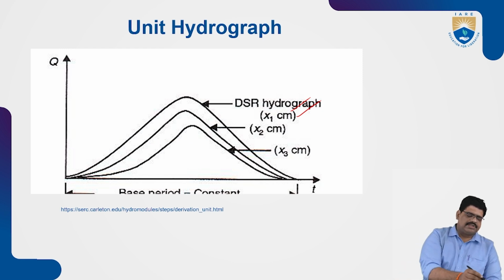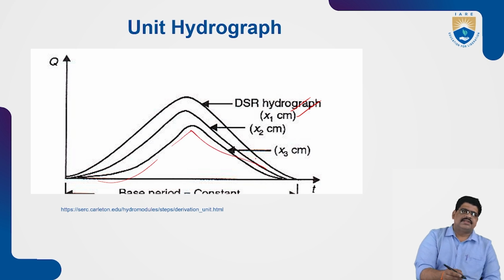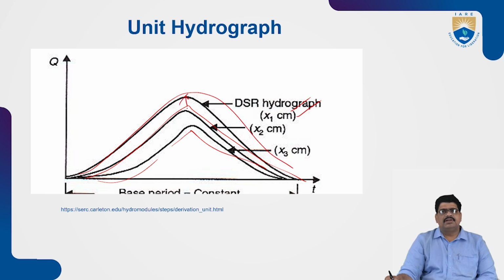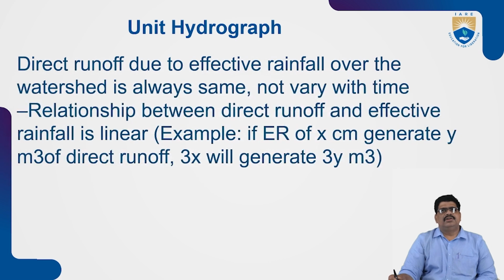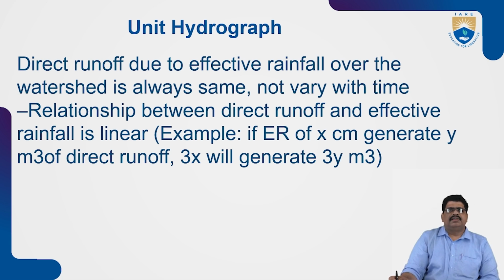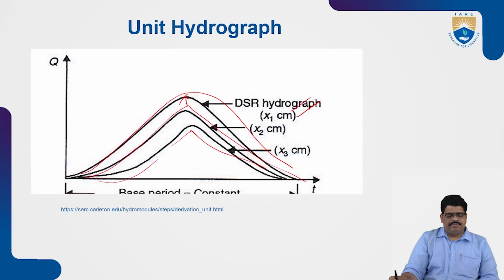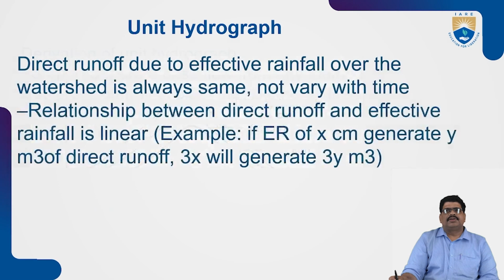So starting from the peak, it is discharged, and after a few hours it can rise again, and there is a peak discharge; you have to calculate x1, x2 and x3. So next, the unit hydrograph, the direct runoff hydrograph, and the effective rainfall over the watershed. The relationship between the direct runoff and effective rainfall is, for example, an effective rainfall of x centimeters generated by y meter cube of direct runoff, and 3 times that will be generated by 3x and 3y meter cube.